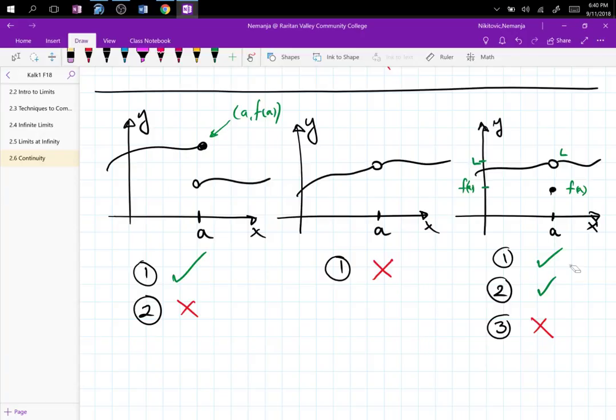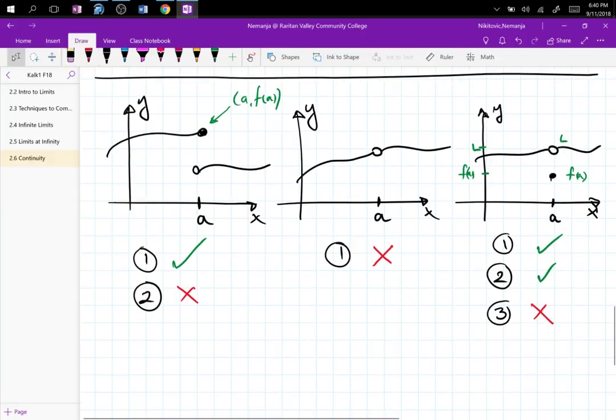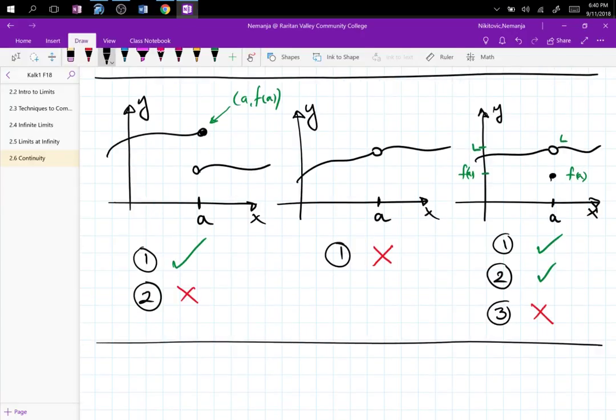So these are the 3 ways in which a function fails to be continuous at a point. Questions? Concerns? Easy, right? Nice.